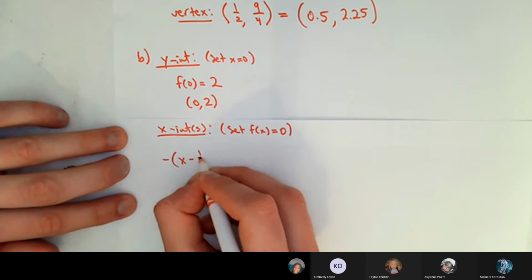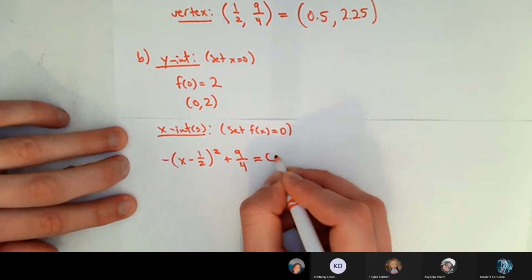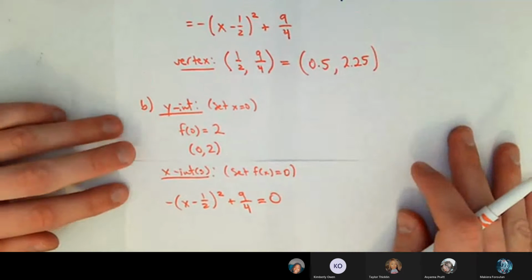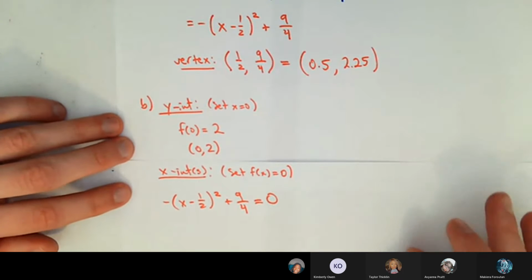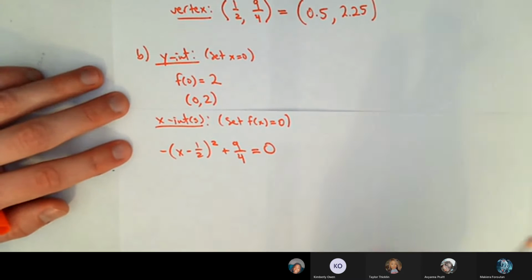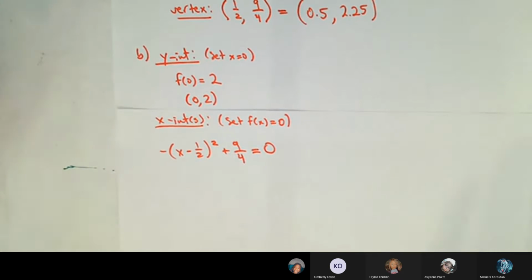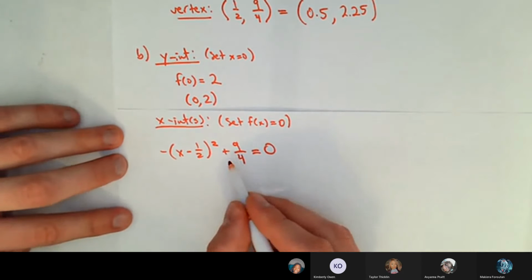So I have the negative of (x minus 1/2) squared. I'm just writing down the standard form, and I'm going to set that equal to 0. Now I've got to solve this. So fractions, right? But don't panic. Let's see, what do we do?